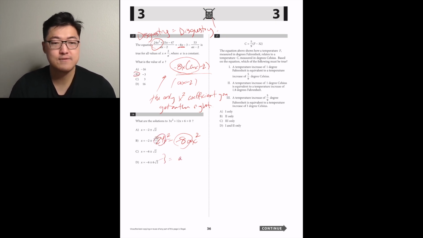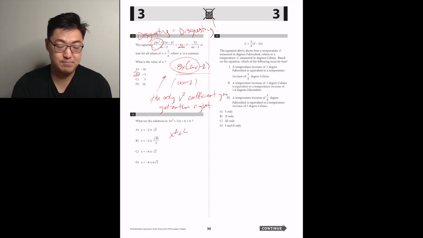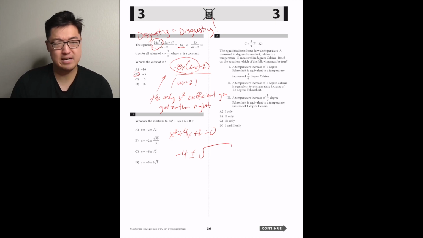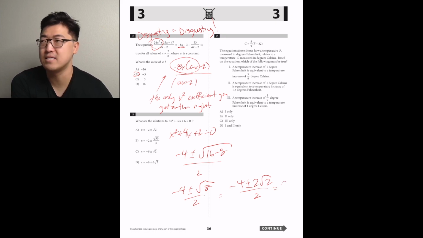B. What are the solutions to 3x squared plus 12x plus 6 equals 0? Oh, quadratic formula, I think. Maybe a shortcut, but I'm going to try the quadratic formula. I'm going to divide that by 3 first to make my life easier. So x squared plus 4x plus 2. Negative 4 plus or minus the square root of b squared, 16, minus 4c, minus 8. So -4 plus or minus the square root of 8 over 2. -4 plus or minus 2 root 2 over 2. So -2 plus or minus root 2.